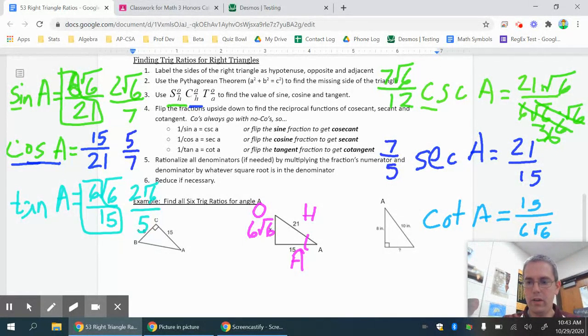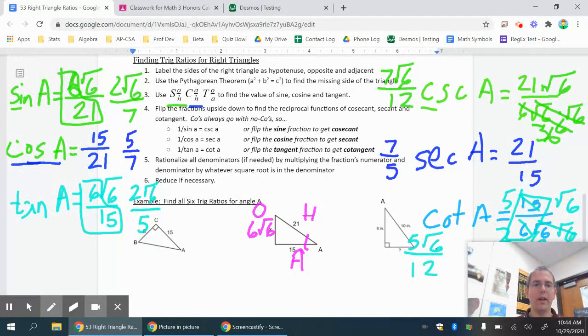And this one over here, I have to do the same thing to get rid of the root 6 on the bottom. So I multiply by 6 top and bottom, and that's going to give me 6 times 6 on the bottom. And the truth is, before I even multiply that, I could reduce the 15 over 6 and basically say, oh, that's a 5 and a 2 when I divide by 3. So I'm left with 2 times 6 or 12 on the bottom, and I have 5 root 6 on the top for my final answer for cotangent.